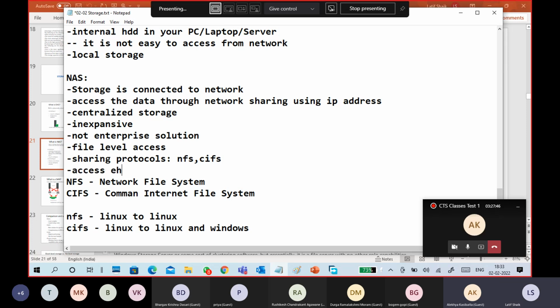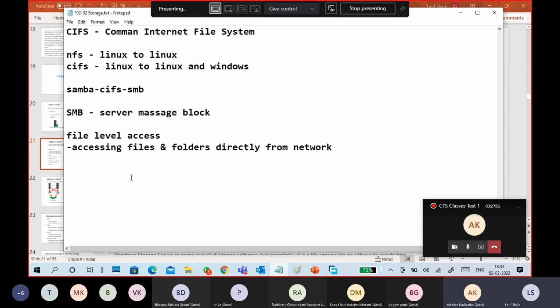Access is through the Ethernet network. One more point like this. Guys, do you understand NAS or not?